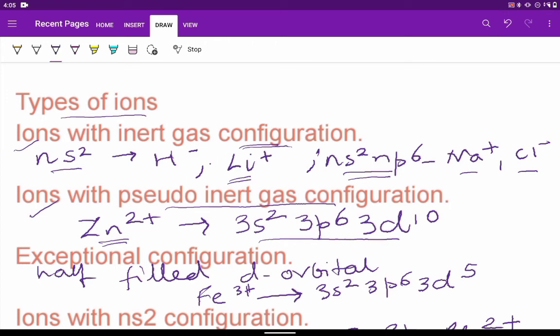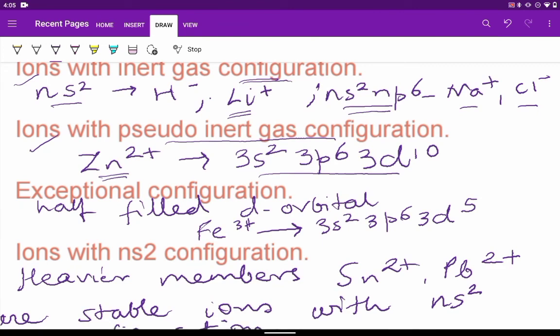This is another type. Some ions like Fe3+ have exceptional configuration. That is, they have half-filled d orbitals. Maximum capacity of d orbitals is 10. So it is having 5 electrons, so it is half-filled. Half-filled orbitals are also extra stable. So Fe3+ with configuration 3s2, 3p6, 3d5 also gains stability. So this is an exceptional configuration.